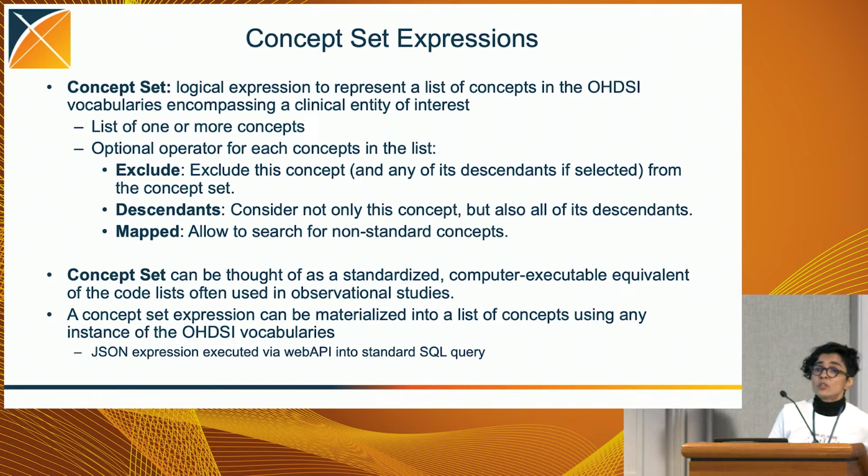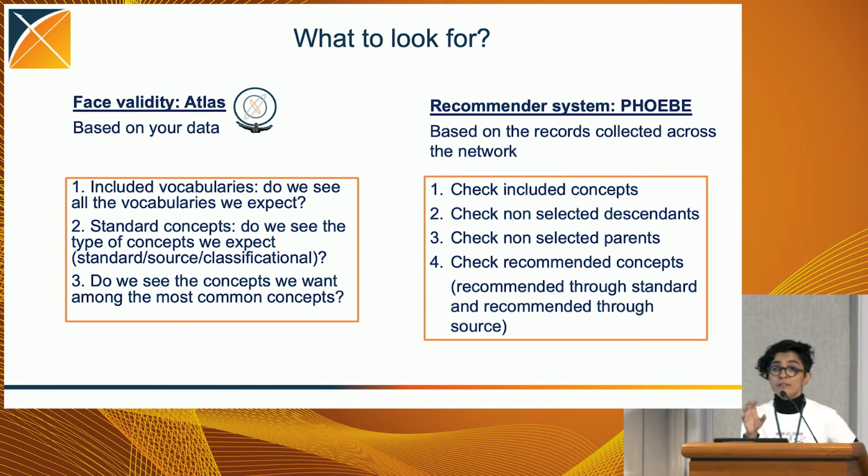So when we're looking into concepts, how are we going to do it? There are two ways to identify all the important and necessary concepts that represent that clinical entity. The first one is Atlas. Your Atlas instance will look into the data and will give you an idea of those specific concepts that you can pick up. If you don't have a specific vocabulary, you might not see it. So it's a face validity of what is in your specific instance, right?